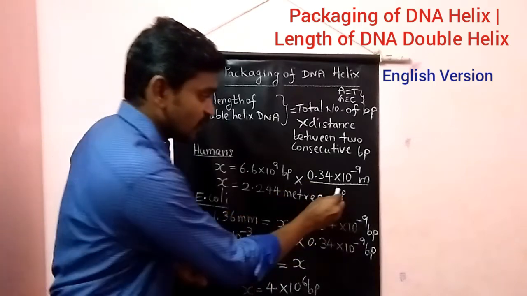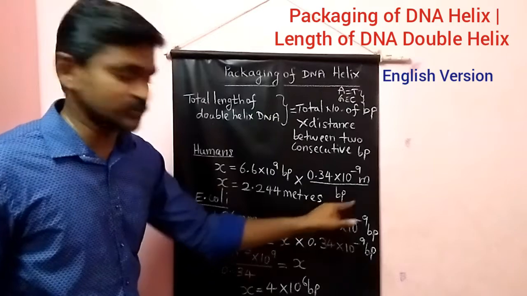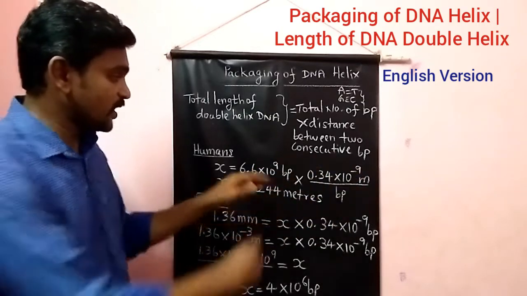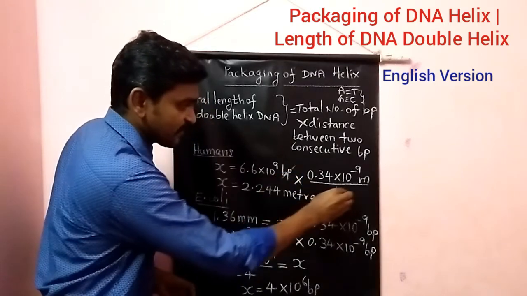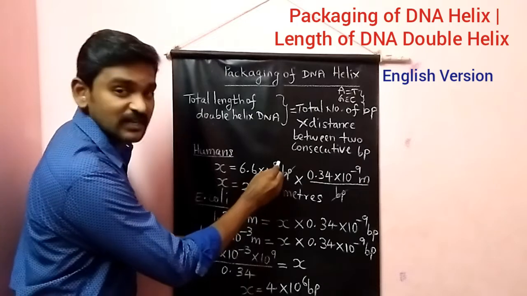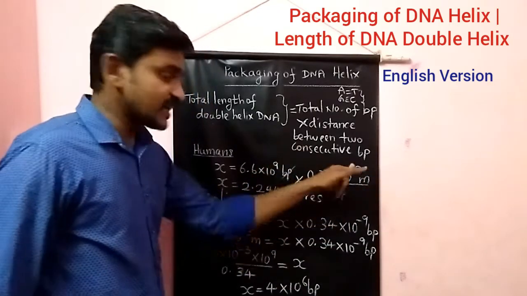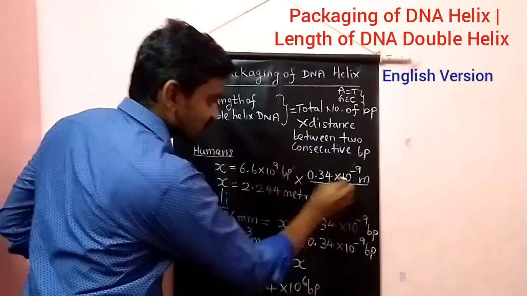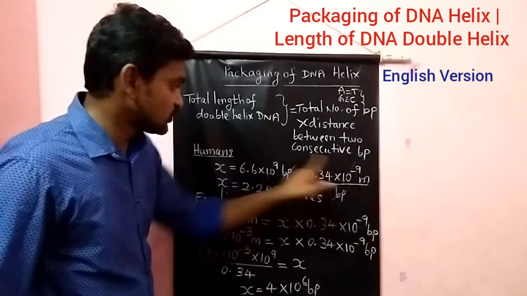So it is for per base pair. For a single base pair we have this. So divided by base pair, you can write it like this. When we simplify this, you can cancel this base pair and this base pair. After cancelling, you can see 10 to the power of plus 9 here and 10 to the power of minus 9 here. So plus 9 and minus 9 we can cancel also. So base pairs also we can cancel. This also will be cancelling.